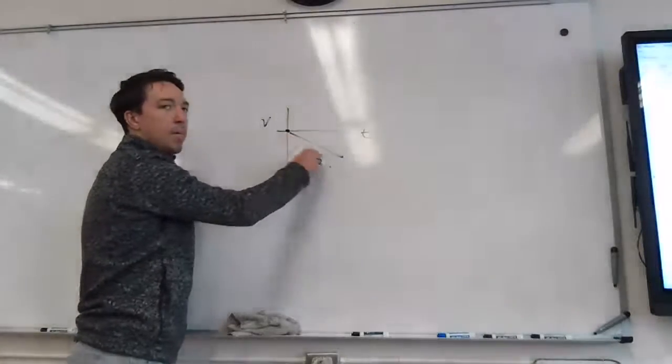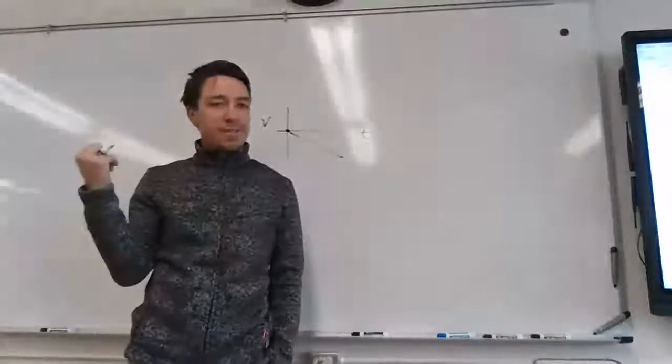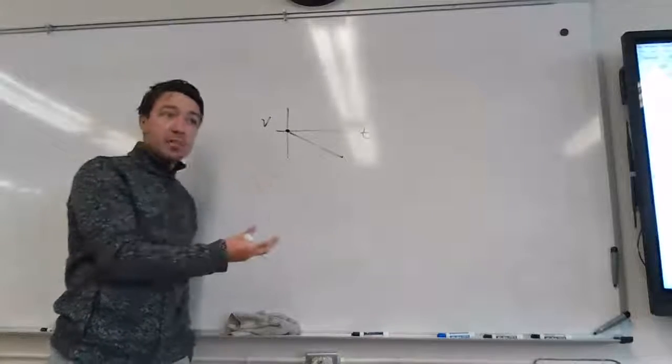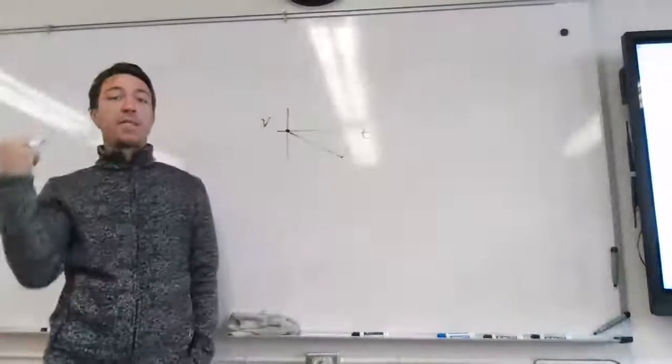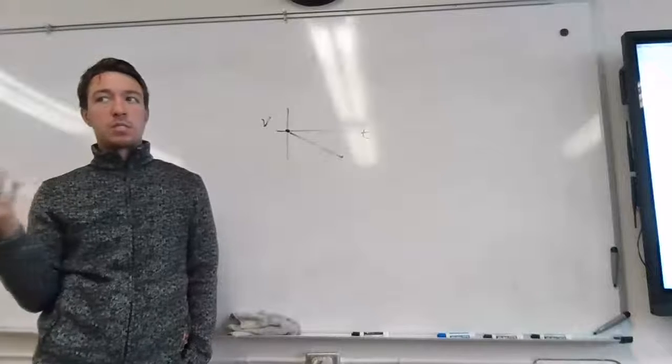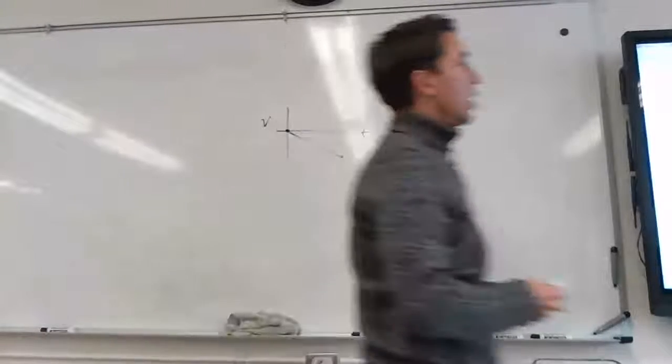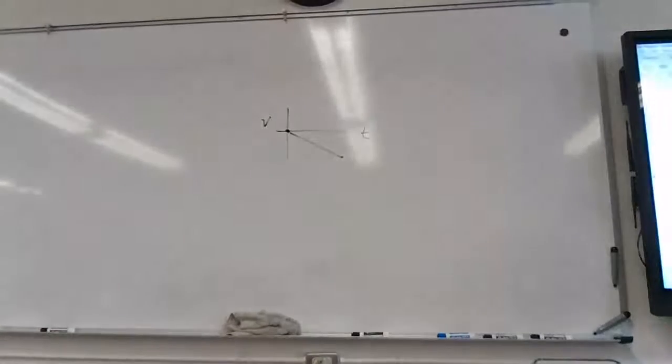So yeah, it's more and more negative, but remember, negative just means left. So -10 meters per second is pretty fast. It's just going left. That makes sense? So that can be very confusing.